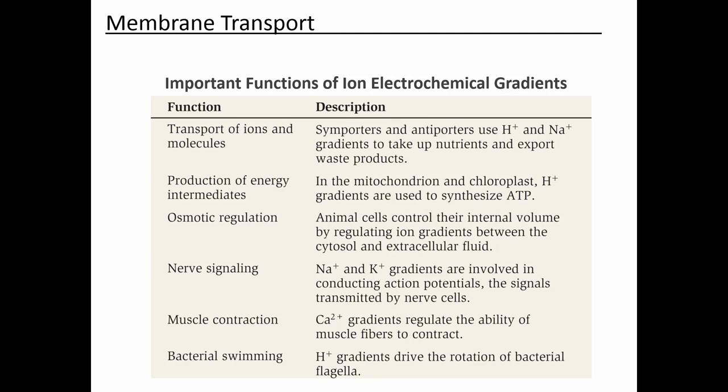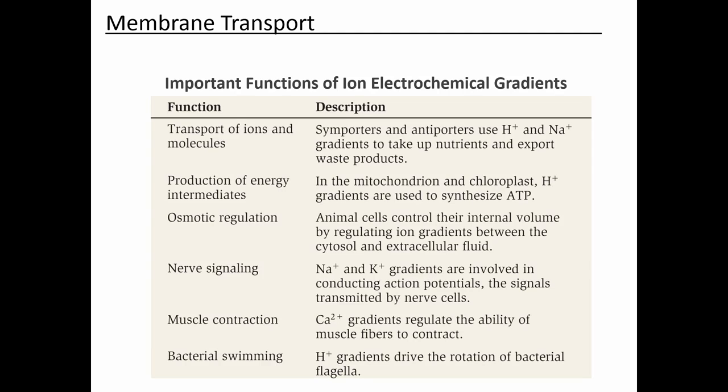a description of some of the functions for electrochemical gradients in biology. So they have a lot of important functions. The one that we touch on in this class is how an electrochemical gradient is going to be the power source for one form of active transport. So we said active transport requires energy, and one form of active transport that we're going to talk about gets its energy from an electrochemical gradient.